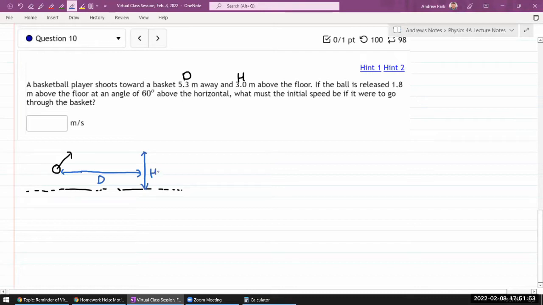So height above the floor. So that's going to be where my hoop is. If the ball is released, let me use some initial position, y not, above the floor. So this is the initial position of the ball, y not, above the floor, at an angle. I'm given the angle theta of the horizontal. That would be this angle here. What must the initial speed be? So that initial speed, v naught, is what they're asking for if we were to go through the basket.